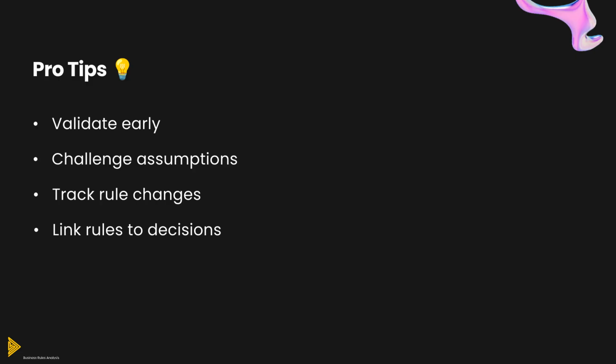Here's how to make the technique even stronger. Validate rules early to prevent costly mistakes. Challenge vague statements, they often hide important rules. Track rule changes over time because business rules evolve as policies change. And always link rules to the decisions they affect so stakeholders understand their relevance and impact. These steps make your rules actionable, reliable, and genuinely valuable for the project.